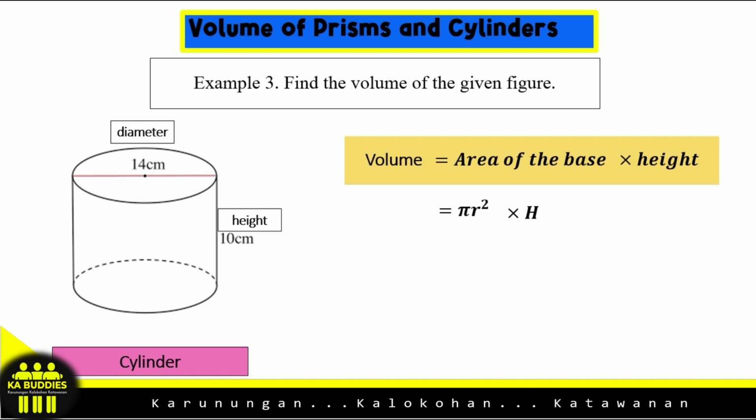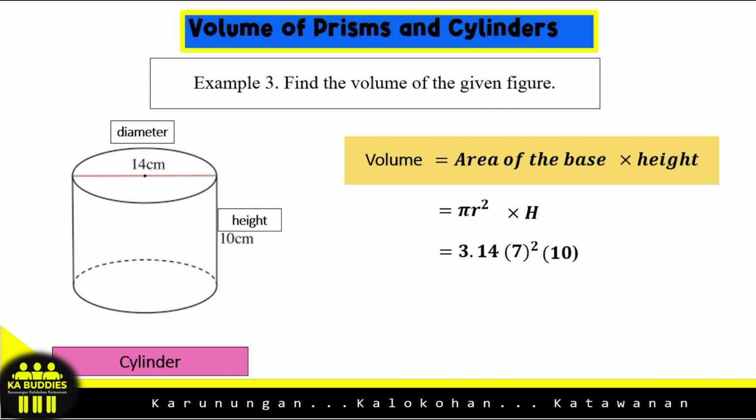Let us substitute the given value. So we have 3.14 for the value of pi and 7 for the value of radius. Why? Because we have 14 cm as our diameter and we say that half the diameter is the radius. So 14 divided by 2 is 7. That's why we have 7 as our radius. And then times the height, which is 10.